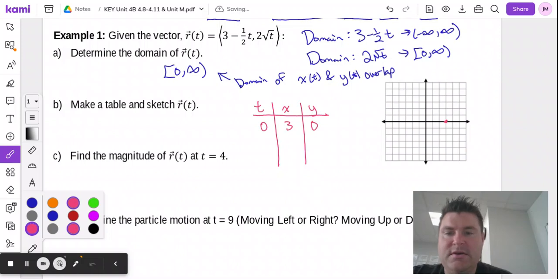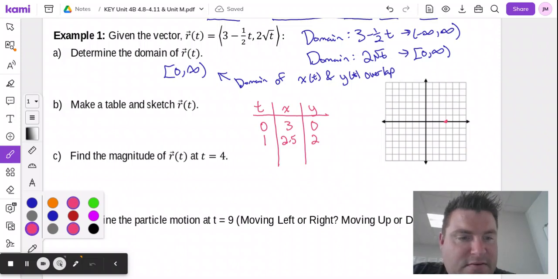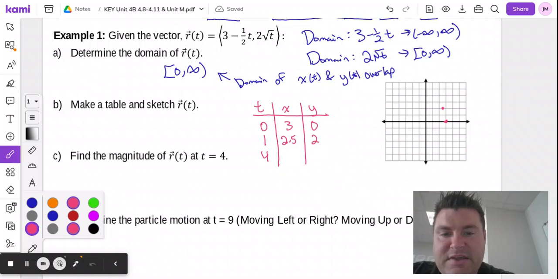I'm going to use t equals, we can do 1 on the next one. T equals 1. We're going to get 3 minus 1/2, which is 2.5, and then we're going to get 2. So 2.5, and then up 2. Next number to plug in is probably best 4, because 4 we can plug into that square root. That's going to give us a value of 1 for x, and then a value of square root of 4, which is 2, times 2 is 4. So 1, 4.